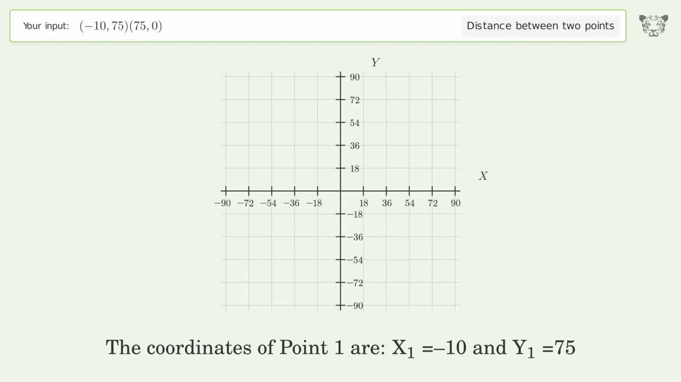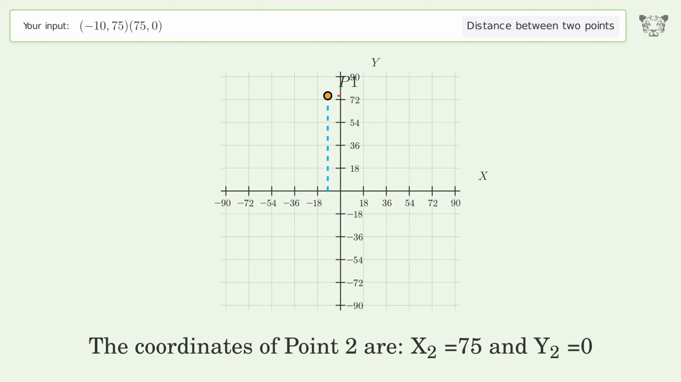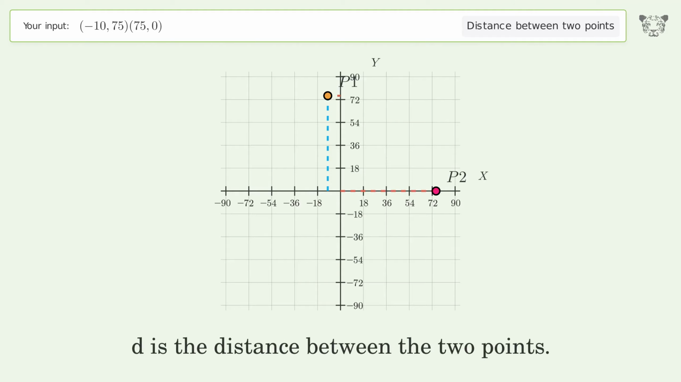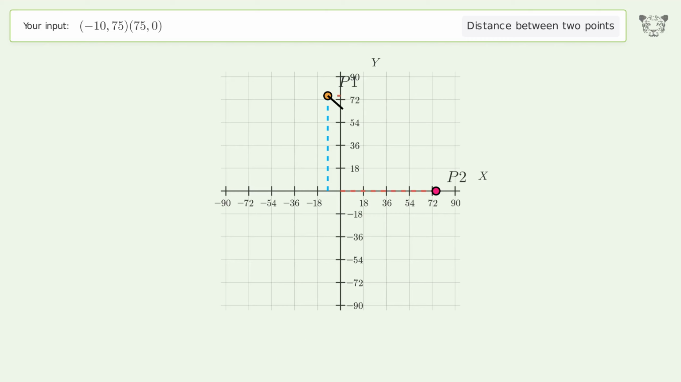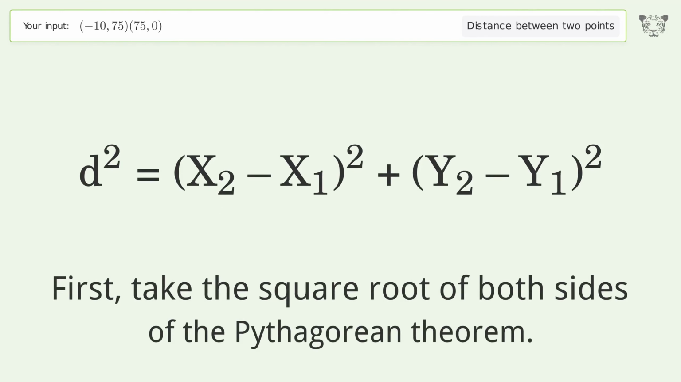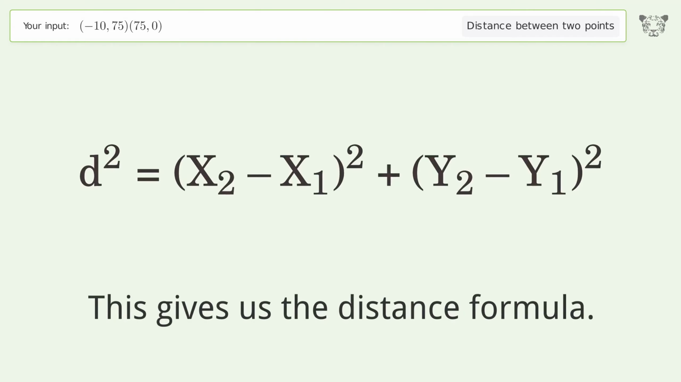The coordinates of point 1 are x1 equals -10 and y1 equals 75. The coordinates of point 2 are x2 equals 75 and y2 equals 0. D is the distance between the 2 points. First, take the square root of both sides of the Pythagorean theorem. This gives us the distance formula.